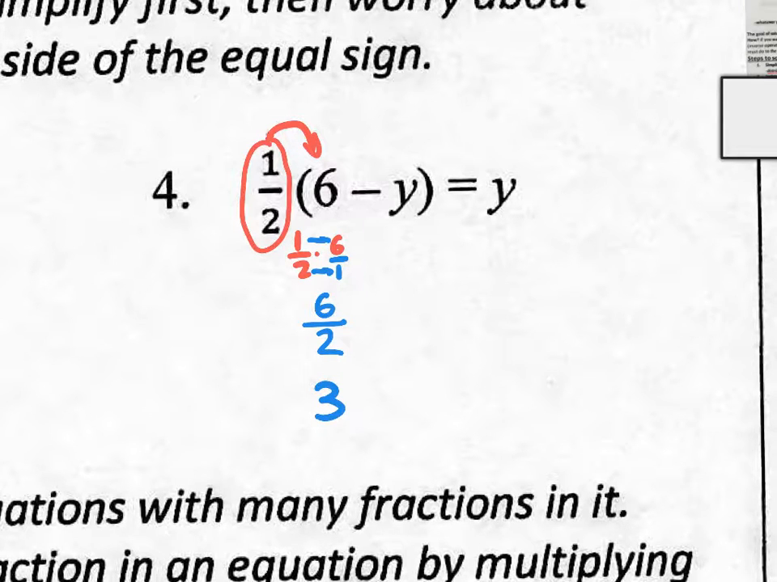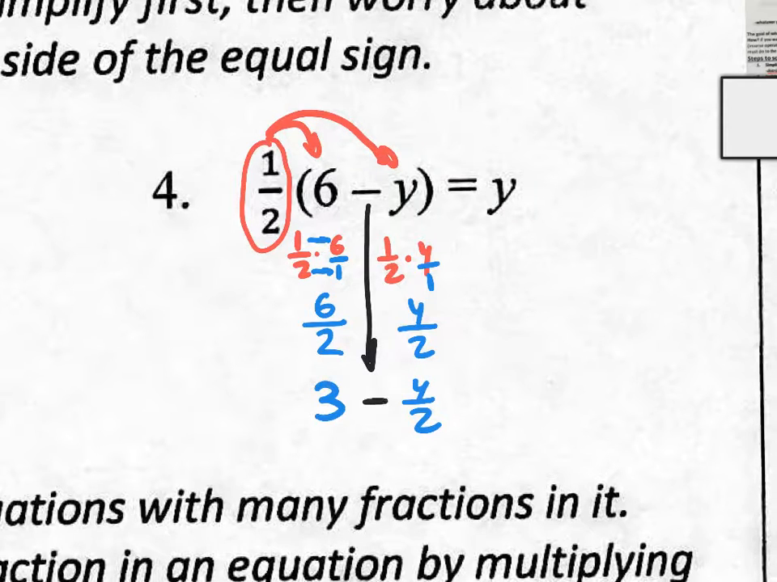But you also have to distribute the 1/2 times that y, or times negative y if you want to include it. So if you did multiply 1/2 times y, you could put the y over 1 if you wanted to, and multiply the top with the top and the bottom with the bottom, and you will end up with y over 2. And that you really can't do anything about, so let's just bring down the y over 2 right next to the 3, and let's bring down that minus sign that's between them. So I really have 3 minus y divided by 2 equaling y.